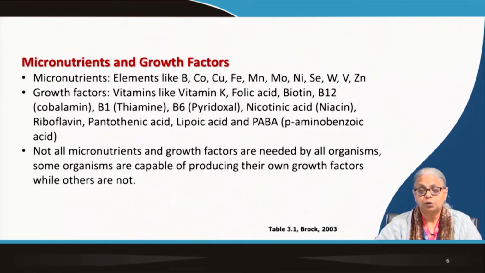Cobalt is part of vitamin B12. Copper is used in respiration as cytochrome C oxidase. It's part of cytochrome C oxidase. In photosynthesis, it is used in plastocyanin, and it's also part of superoxide dismutase. Iron is part of the cytochromes, it's part of catalases, it's part of peroxidases, it's part of the iron sulfur proteins, the oxygenases, and all nitrogenases.